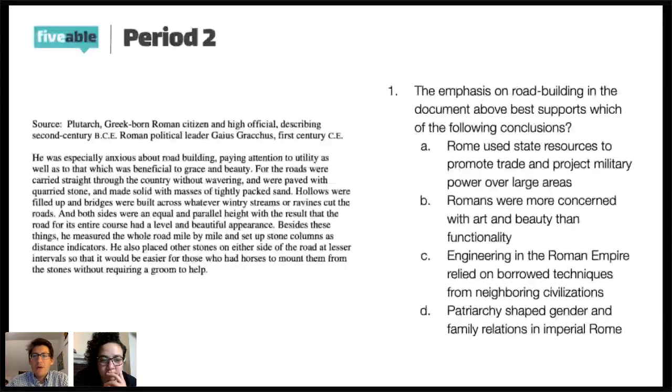Hollows are filled up. Bridges were built across whatever streams or ravines cut the roads. And both sides were equal and parallel in height. It does mention a lot of beauty and appearance, which really makes B attractive. But I think that first line of utility throws that out. He also measured the road mile by mile, set up columns, placed a stone so that people could mount horses without requiring anyone to help, basically.